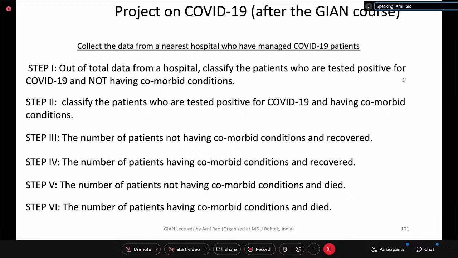You form a transition matrix, and then see how you fit a Markov chain to that kind of data. Just a project. This slide will be shared with all of you anyway.